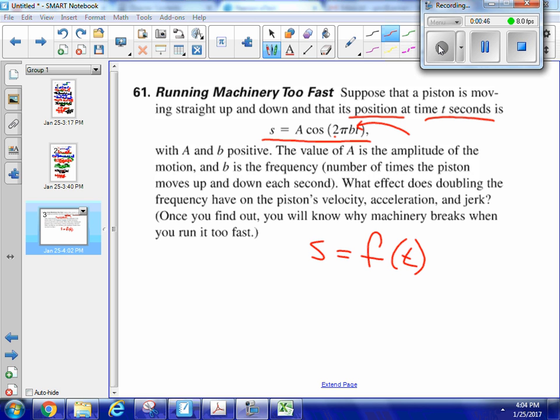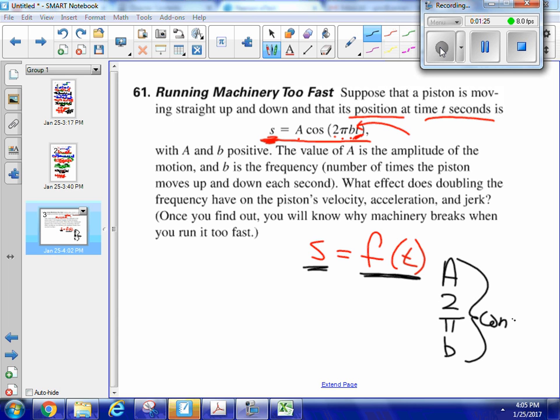The 2, the pi, the b, and this a are all constants. The only thing that is changing in this function here, and this is important to be able to see, is s, which is the position of the function, and t, which is the number of seconds that are going by. So s is a function of t. And that means that a, 2, pi, and b are all just constants.